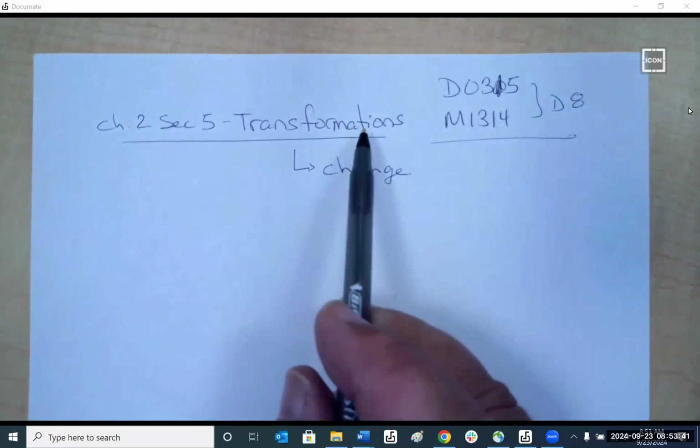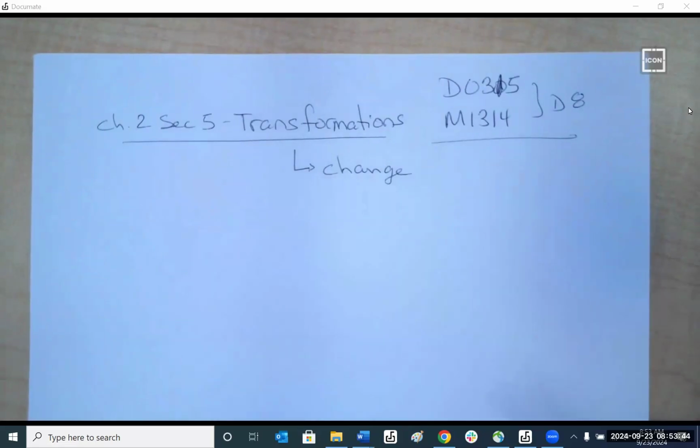So yeah, transformations deal with change. Now we're going to change. We're going to move it left and right. We're going to move it up and down. We're going to stretch it out. We're going to stretch it in. We're going to pull it up, pull it down. We're going to do all those in this section.